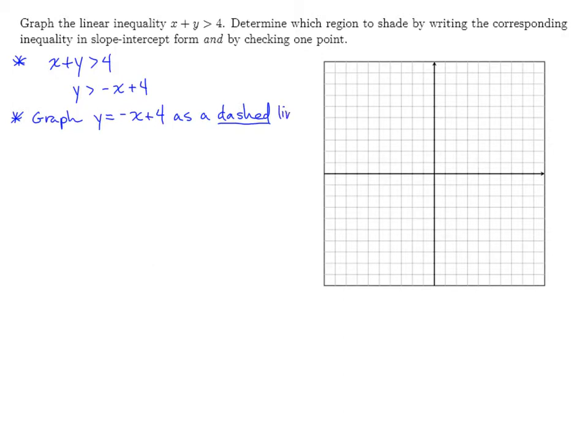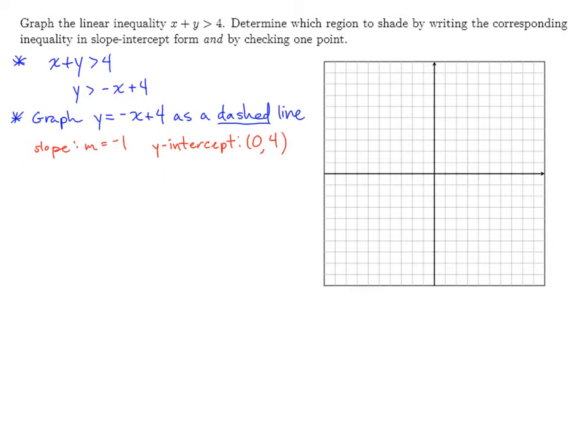Now the dashed line is helpful in that this inequality is strictly greater than negative x plus 4. So I need the line y equals negative x plus 4 as a separator, but I don't actually want it to be part of my graph because the points on that line will not be solutions to this linear inequality. So to graph this as a dashed line, I can note that the slope here will be negative 1, looking at the coefficient on x. So I'm going to write m as negative 1, and the y-intercept, now that it's in slope-intercept form, I can see it because I have negative x plus 4. The y-intercept will be the point 0, 4.